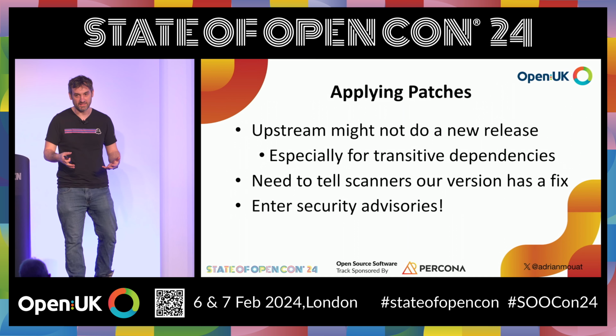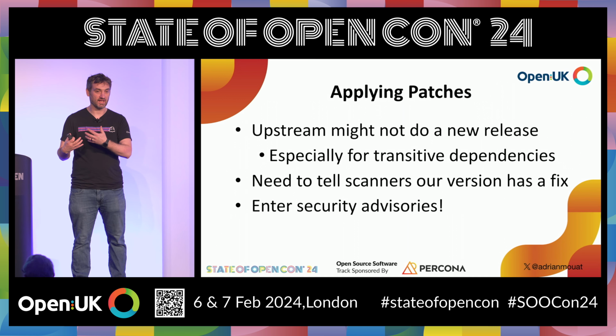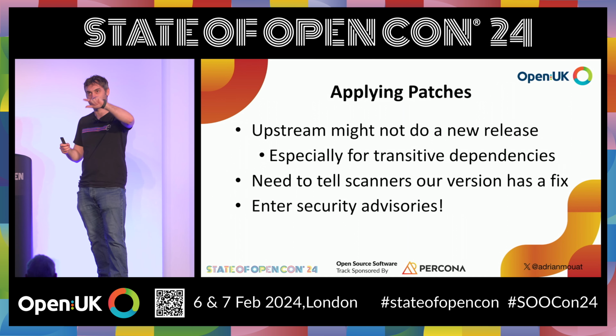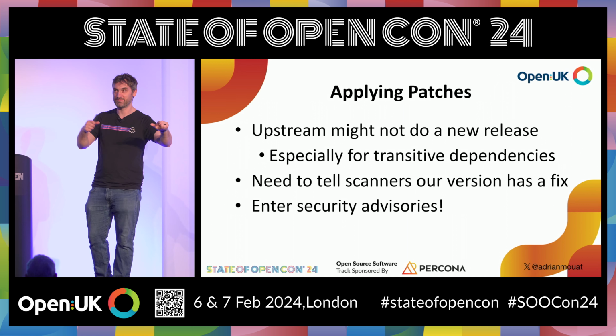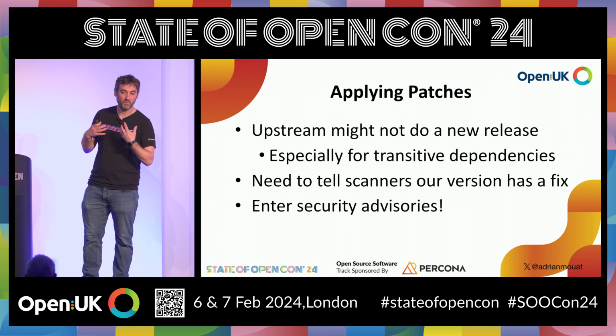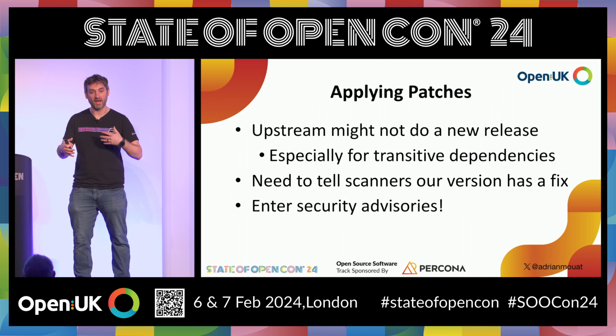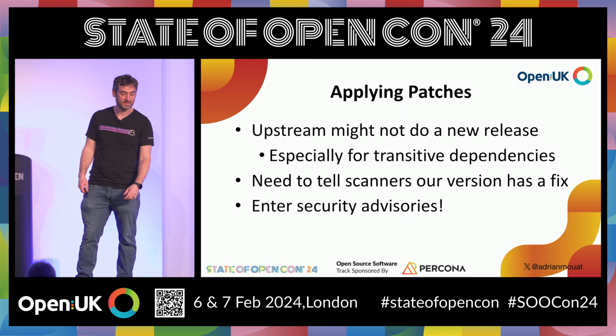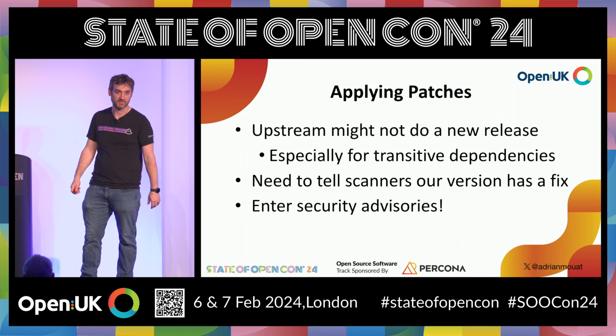So what we can do then is update the transitive dependency ourselves and do a new release ourselves. But the problem is we're still on the same version of the code as upstream. We just patched this dependency. So we need a way of telling security scanners, OK, we are using version 1.27.1, which is the same as upstream, but we have also patched this vulnerability. And that's where security advisories come in.